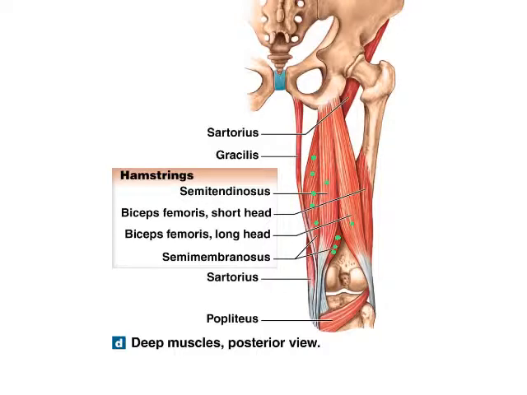So biceps femoris and semitendinosus and semimembranosus, those are really the new ones. And then gracilis and sartorius we've seen before. Another new one here is popliteus, and we'll talk about this here in a minute. You're going to remember popliteus because it runs along the popliteal fossa.